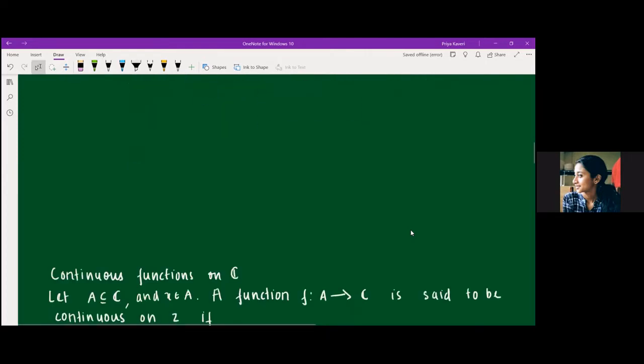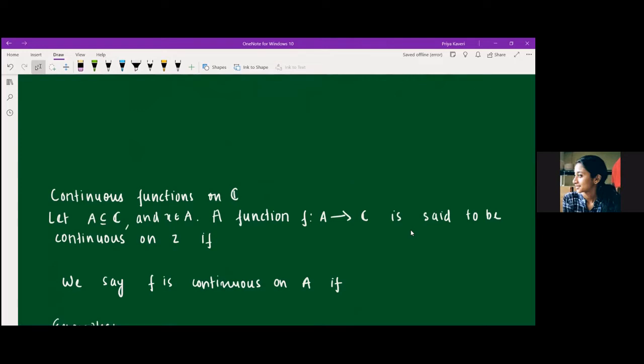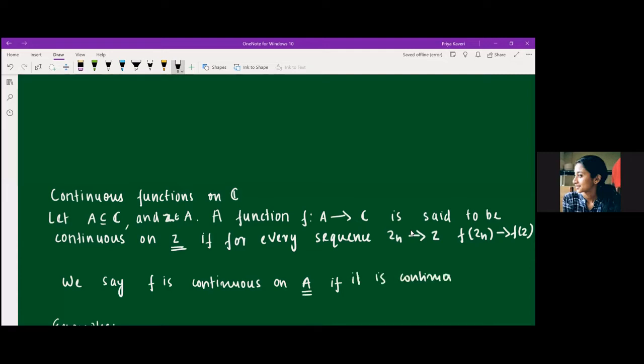So let's move on. The next thing is continuous functions on C. Let A be a subset of C and let Z be a member of A. Then a function f from A to C is said to be continuous at Z if we use the sequential criterion, that is, for every sequence Zn which converges to Z, the corresponding sequence f of Zn must converge to f of Z. So this is about the continuity at a point Z. When will we say f is continuous on a set A? If it is continuous at all points in A.